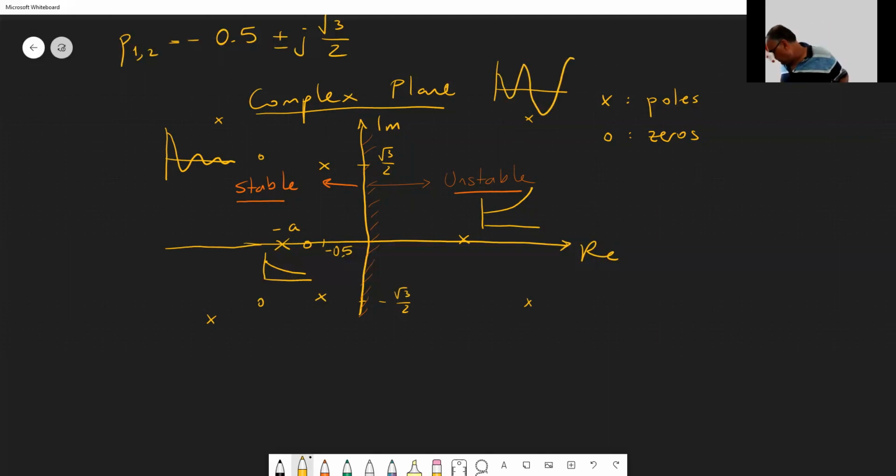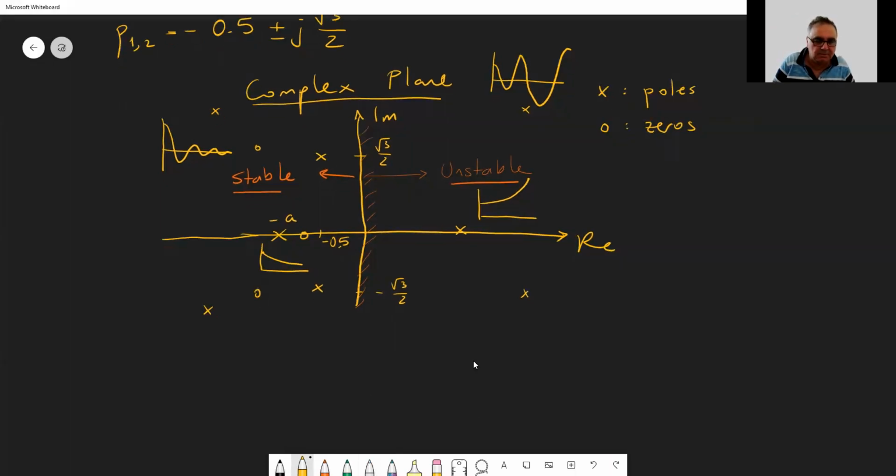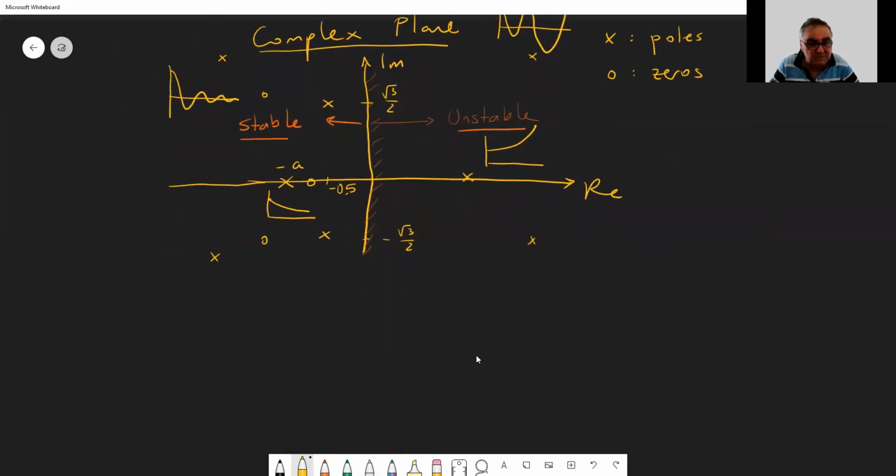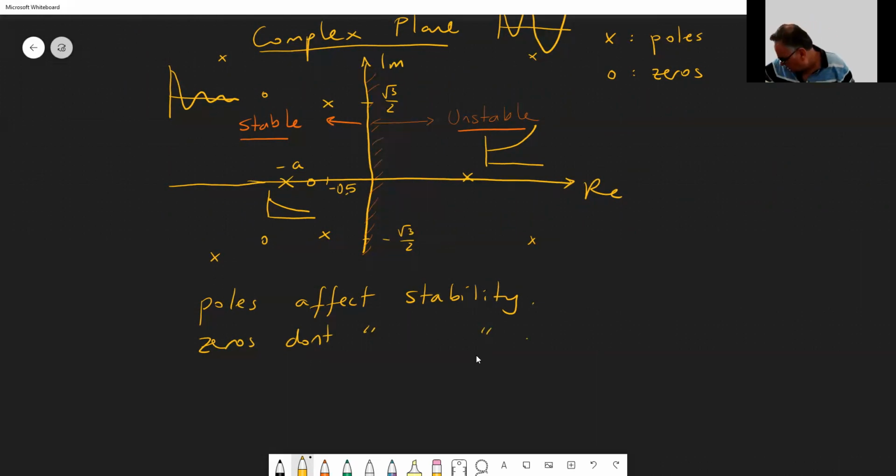So you can represent the poles and zeros on the complex plane. The important thing is poles affect, let's say, stability. Zeros don't affect stability, if you like, but they affect the transient response. Zeros change the transient response of a system.